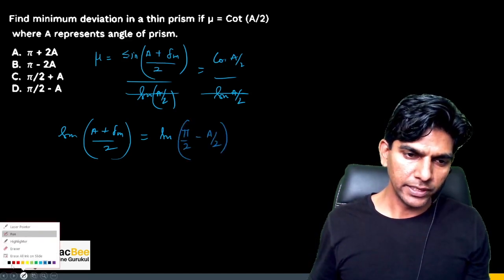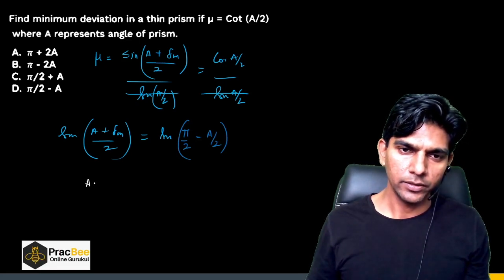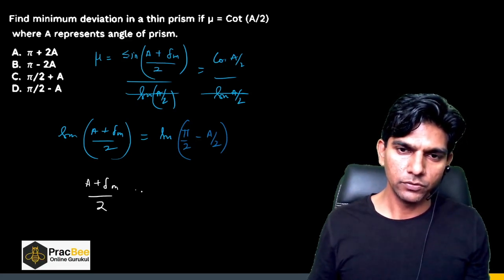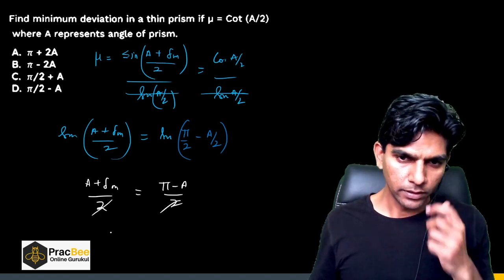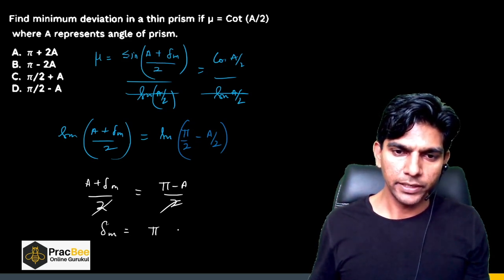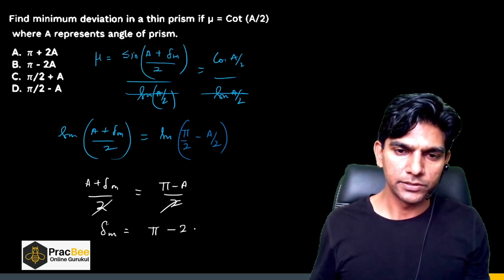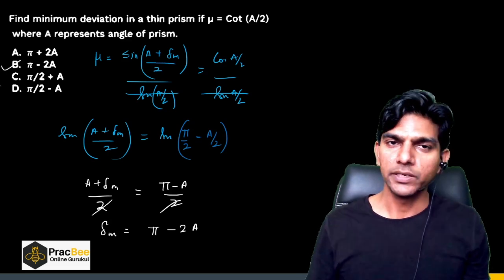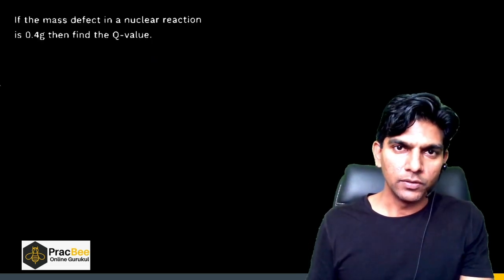So if we equate the angles, we have A plus del minimum by 2 is equal to pi minus A by 2. So 2 will get eliminated, and we will get pi minus 2A, right? So option B is the right answer. Now let us see the next question.